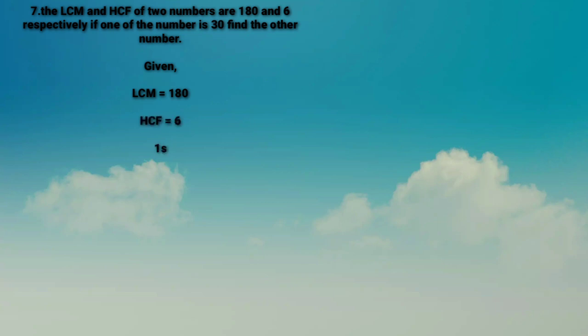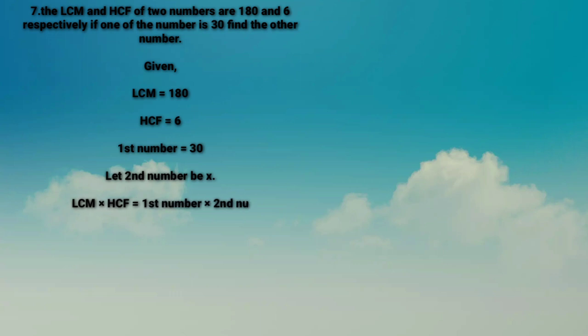Students, we know from the data that LCM is 180 and HCF is 60. The first number is 30 and you will have to find out the second number, which means the second number is unknown. Consider the second number is x. Okay students, we know the relation between LCM and HCF.